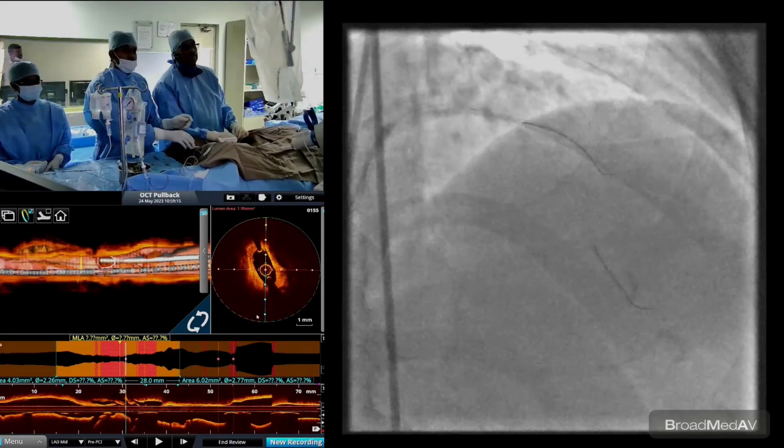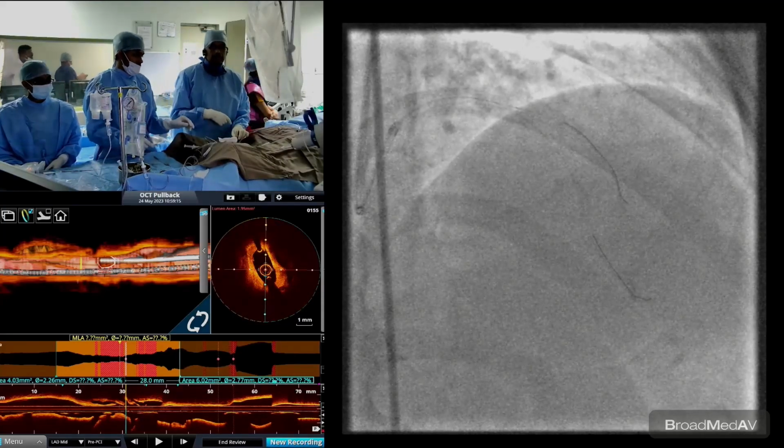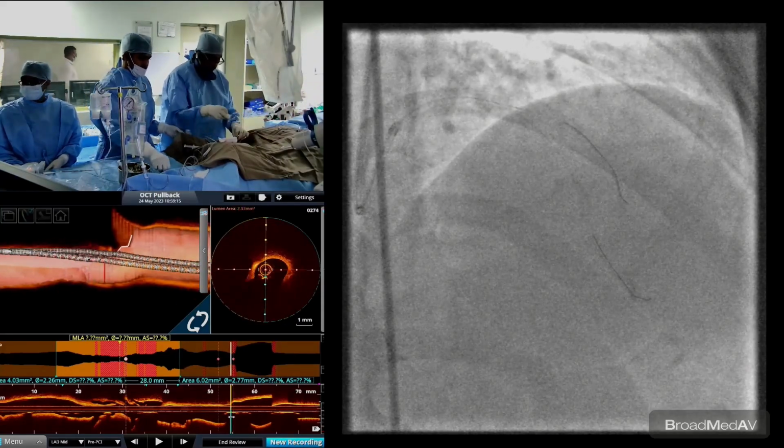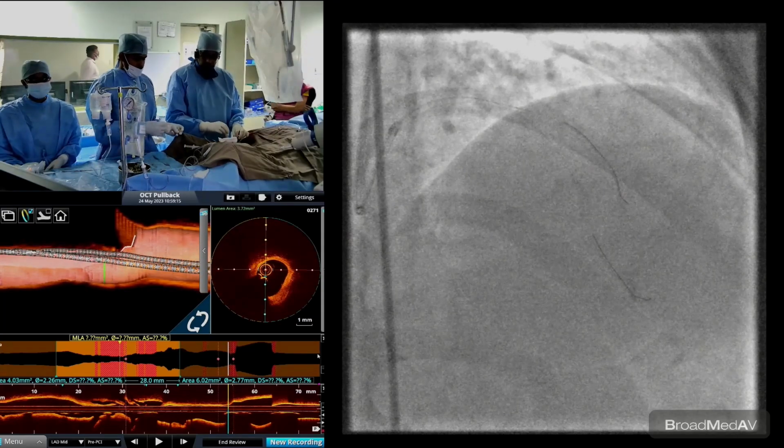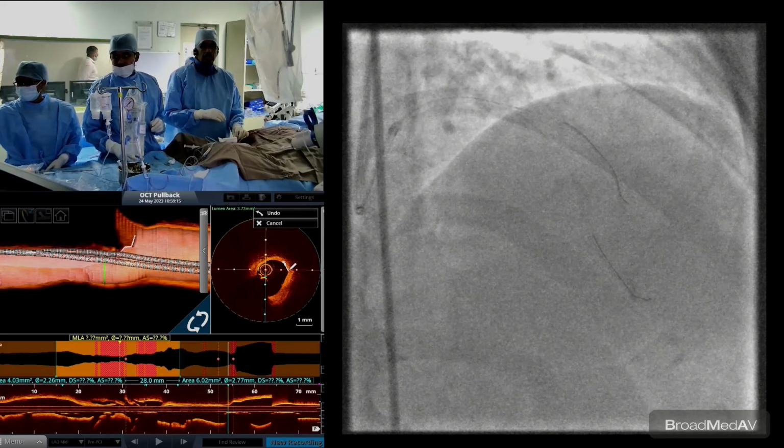Okay. So now I'm going to stent. I'm just asking you about the ostium of the LAD. Do you think we need to cover that? No, no, no. Okay, so the block is extending, but definitely, let me measure the MLA also in the ostial LAD.